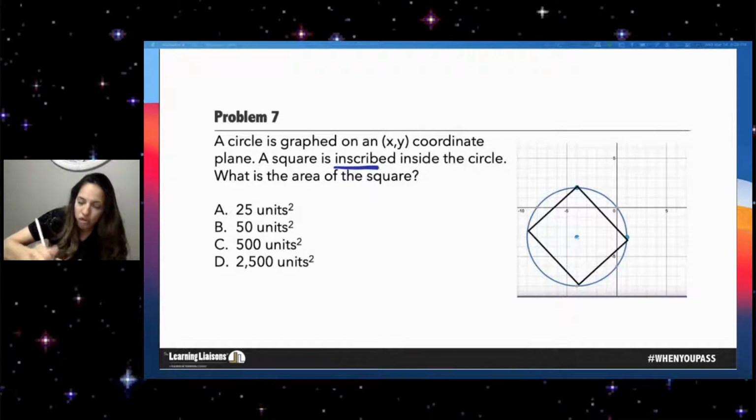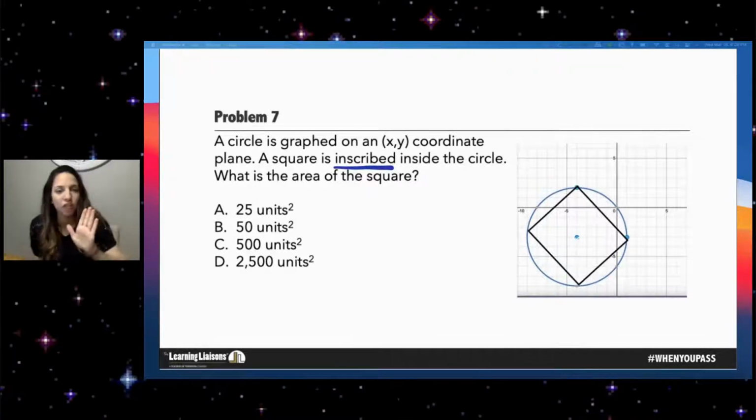What does inscribed mean? And I'm going to caution you right now, we just got a huge hailstorm. So if the internet cuts out and I lose my feed, I apologize in advance. I'm hoping that doesn't happen, but I just wanted to give you a heads up.